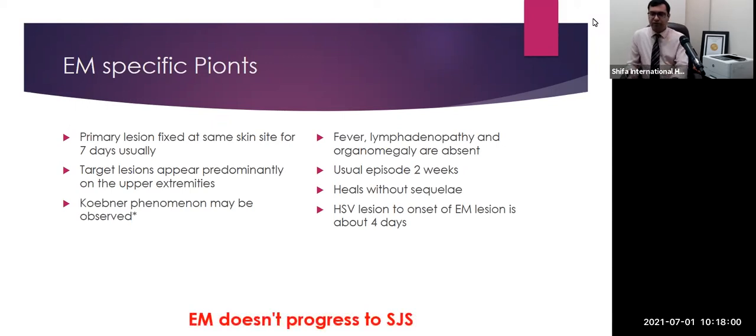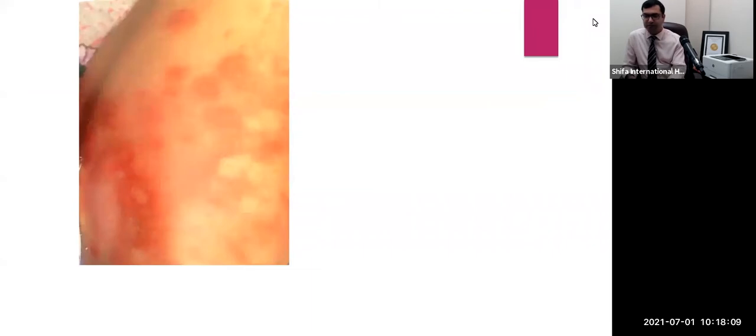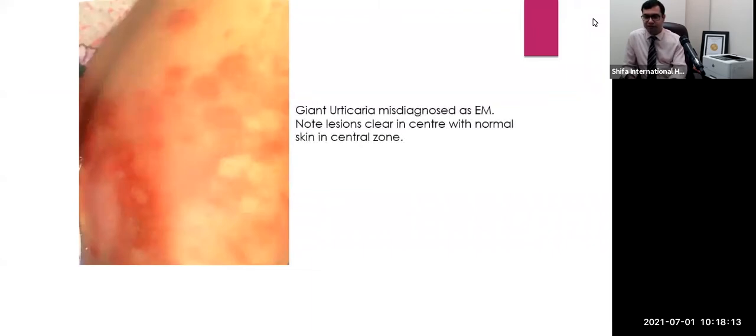Now, again, I follow the academics who say EM is not part of the SJS spectrum, but as I've mentioned previously, you can follow the academics if you want to. This is a giant urticaria misdiagnosed as EM. Note the lesions clear in the center with normal skin in the central zone. So even in an erythema multiforme lesion, the central skin, if it is clear, is not normal skin.